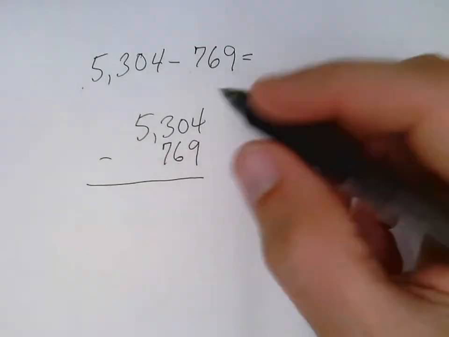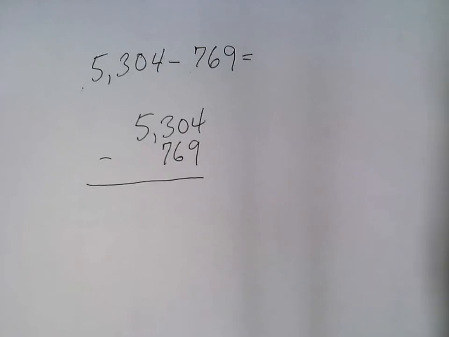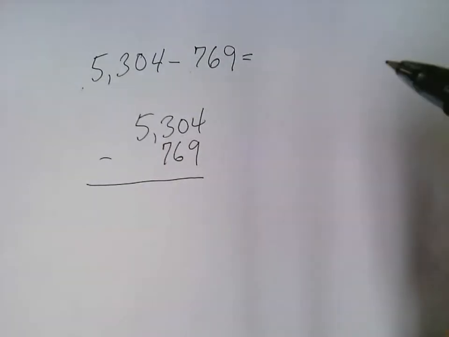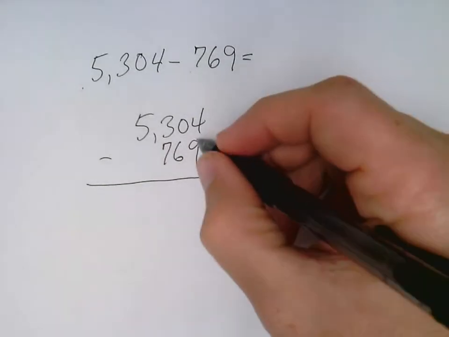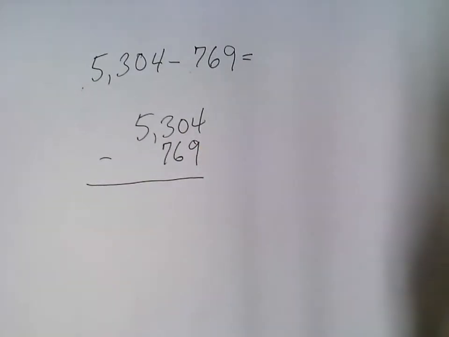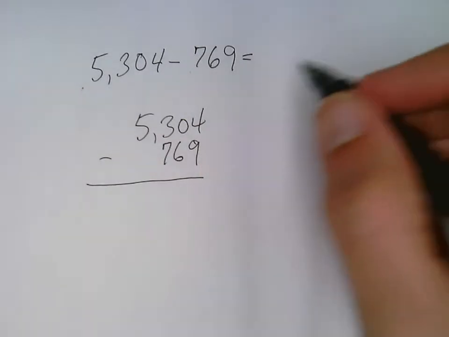I always start subtracting in the right-hand column in the ones place, and I always ask myself the question, can I do it? 4 minus 9, can I do that? I cannot. My bottom number is bigger, so I cannot take 9 away from 4. If I have 4 cookies, I cannot give someone 9. So I need to borrow cookies.